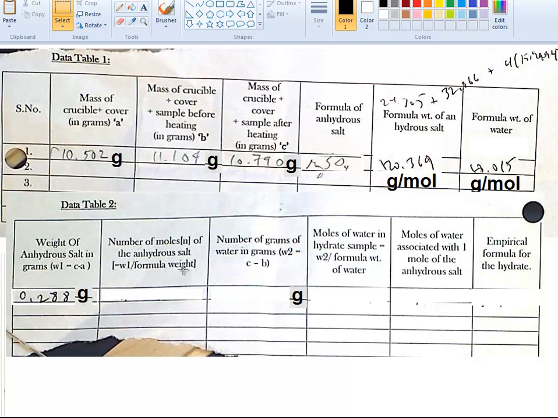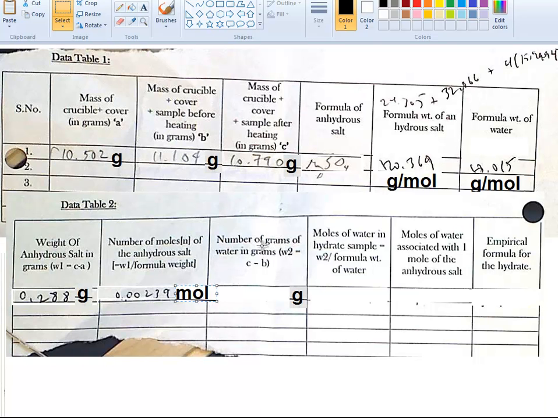Weight 1 divided by formula weight. So formula weight was here. This was the formula weight, grams per mole. Can you see the mouse icon moving up there? This was the formula weight. So the number of moles of anhydrous salt is weight 1 divided by formula weight. Here's weight 1, so 0.288 grams divided by 120.369 grams per mole. And that's going to give you this many moles. So that was moles. So you have to label it as moles.